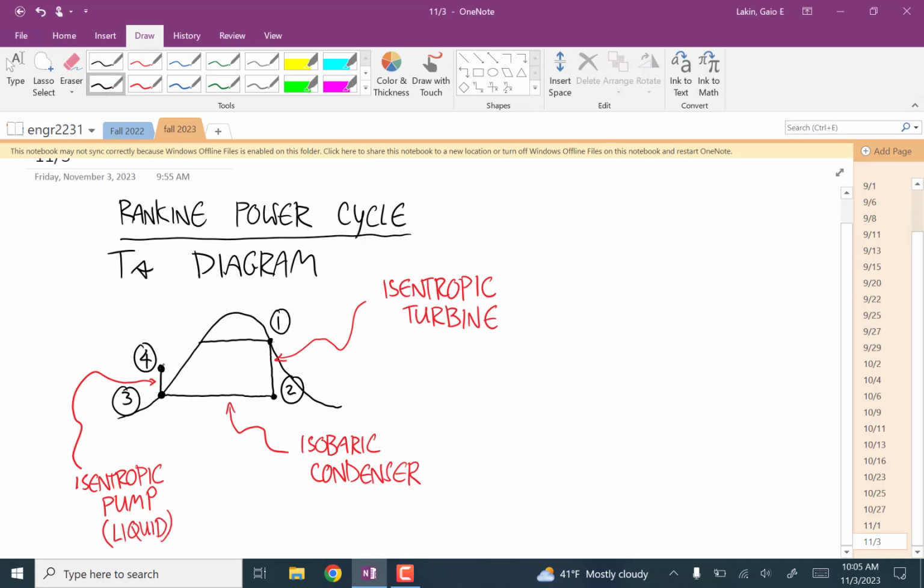And then from 4, it heats up until it's a saturated liquid, and then it changes phase to a saturated vapor, and this is the boiler.